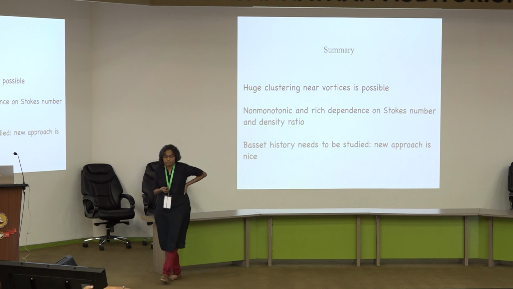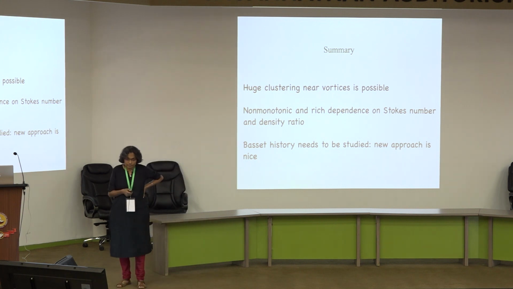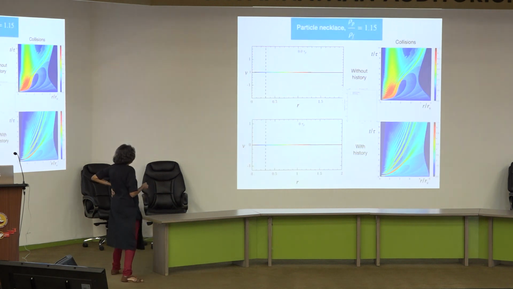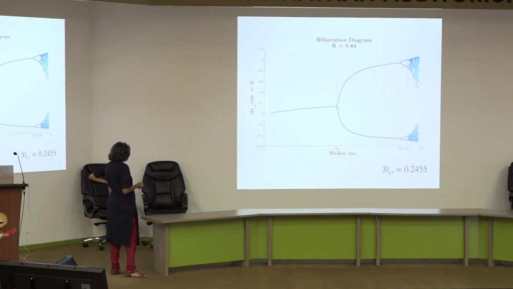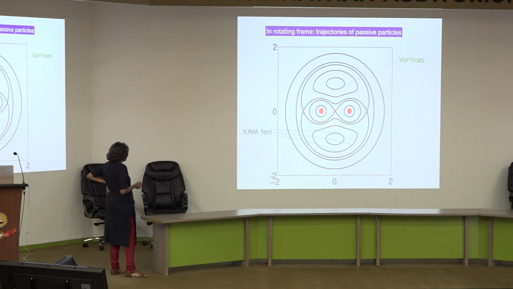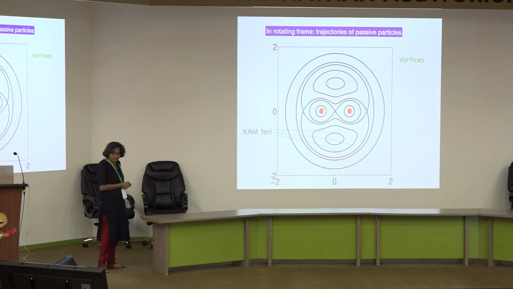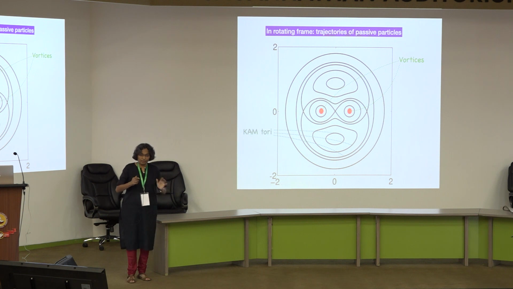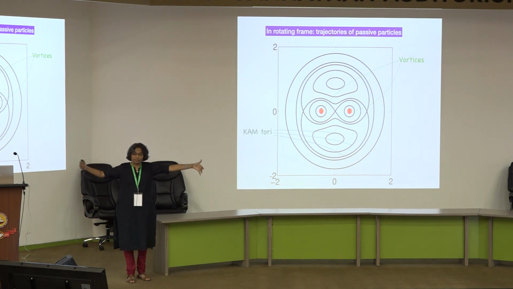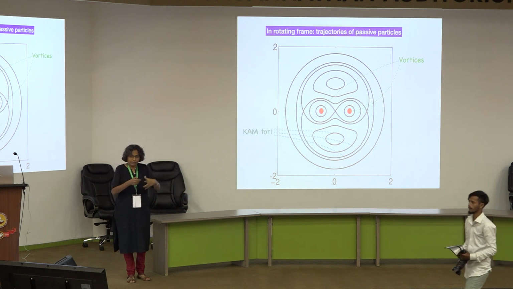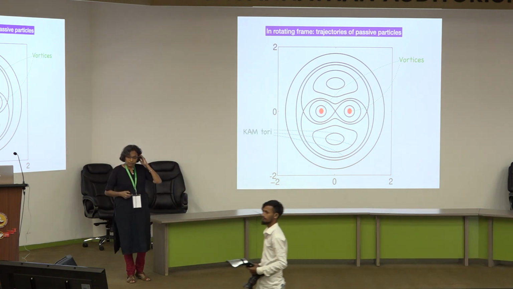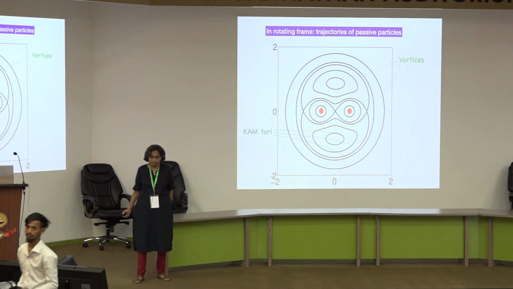Rama, you said that there were KAM tori. KAM tori happen in Hamiltonian systems. So what is the conserved quantity here? So this is actually a Hamiltonian system. The energy is conserved. The two vortices are going round and round, and they're generating the exact same velocity everywhere. The velocity is going down broadly as 1 over r. So this is a Hamiltonian system.